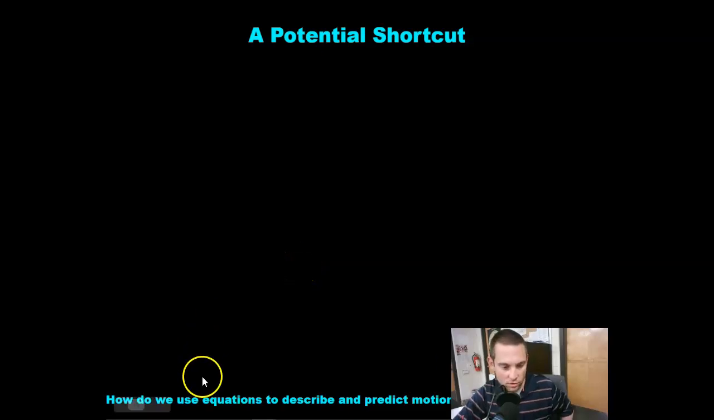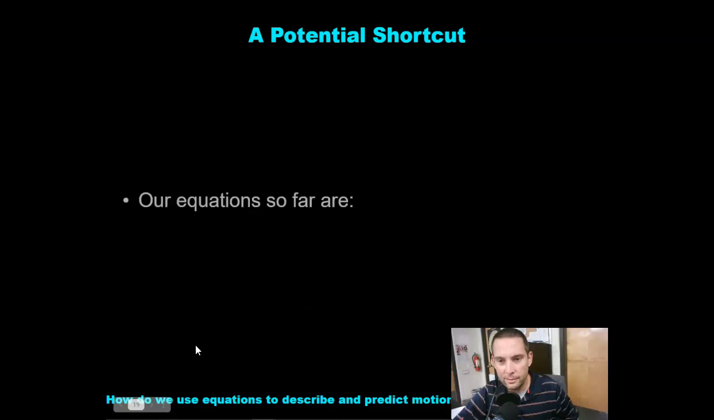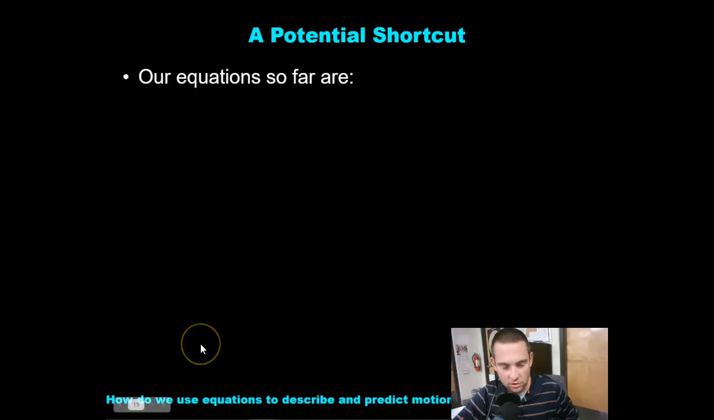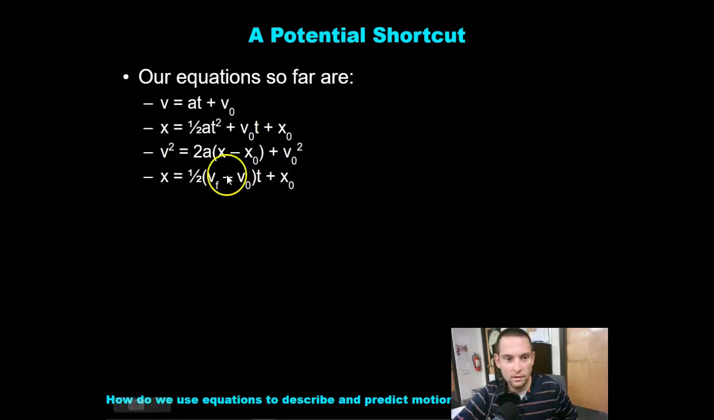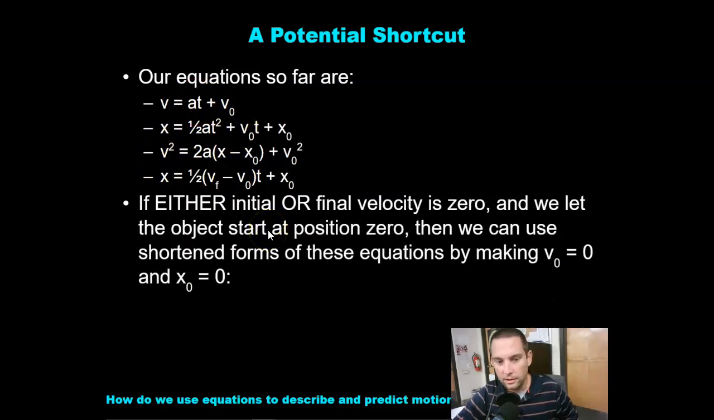Now there is a potential shortcut we can talk about briefly, and that happens under certain circumstances. So here are the four equations again. Remember, these first three are given to you on your equation sheet. The last one is not. If either the initial or final velocity is 0, and we let the object start at position 0, then we can make the shortened forms of these equations by making v naught equals 0 and x naught equals 0.